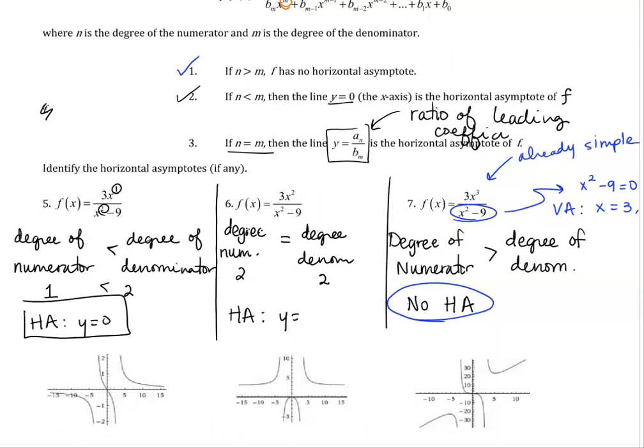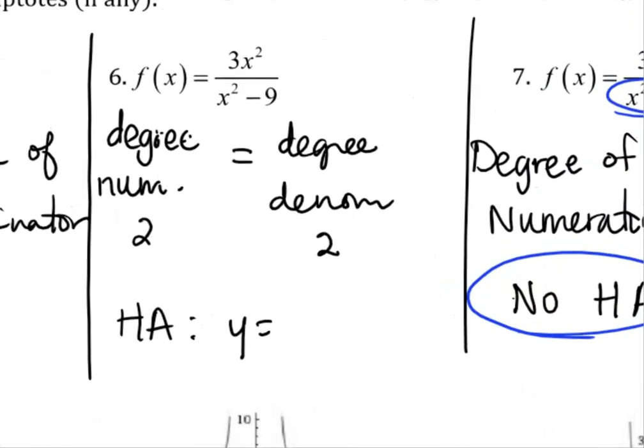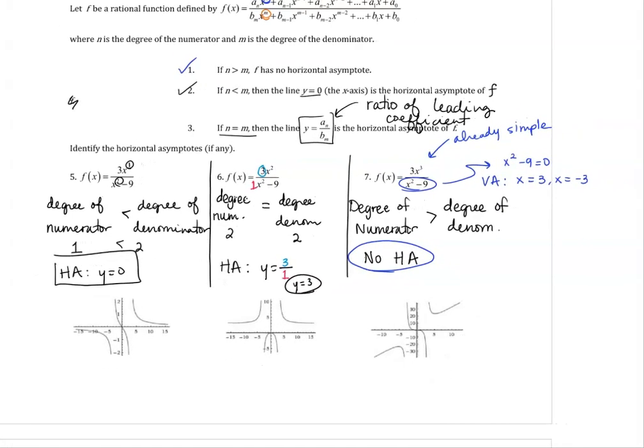So what that means is I look at the leading coefficient in the numerator. In the numerator, the leading coefficient is 3 because that's what's in front of the term with the highest exponent. And I divide that by the leading coefficient in the denominator, which is 1 because that's the number in front of the term with the highest exponent. So we can see that the HA is simply y is equal to 3. So those are 3 examples of how to find horizontal asymptotes of functions.